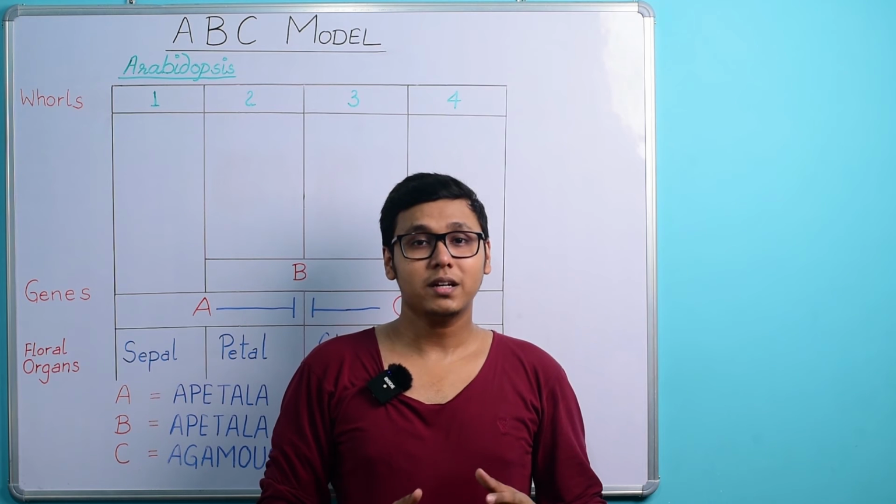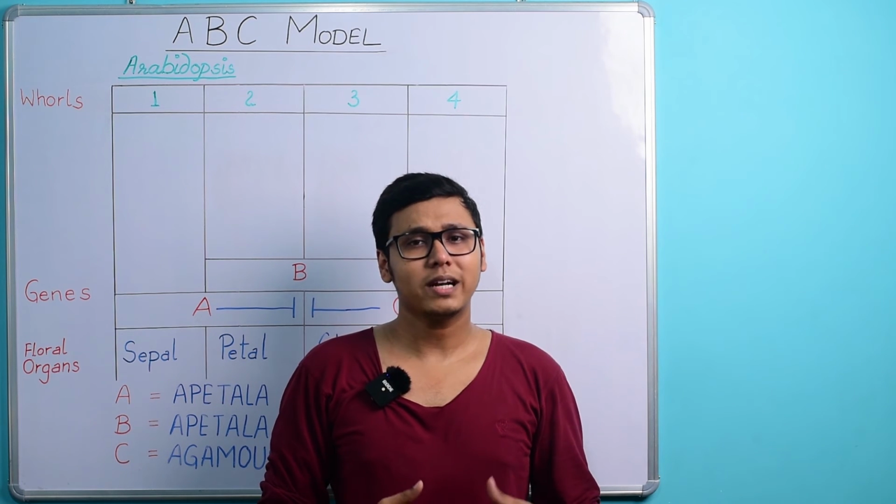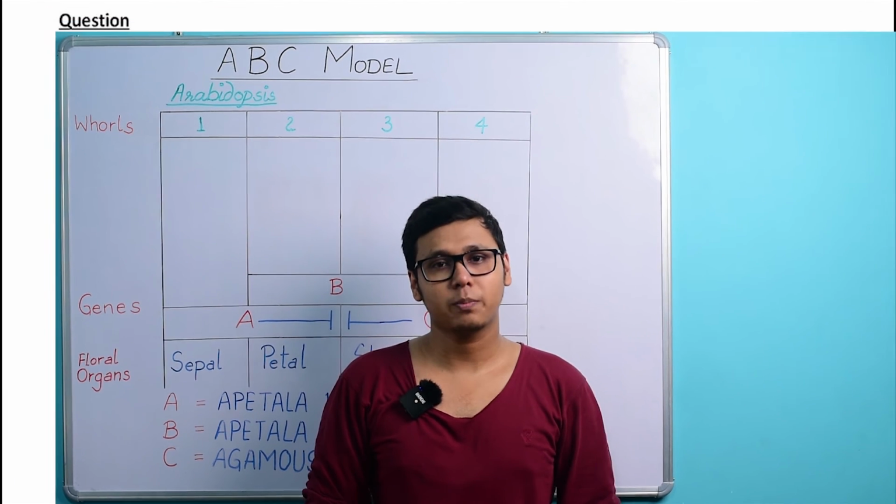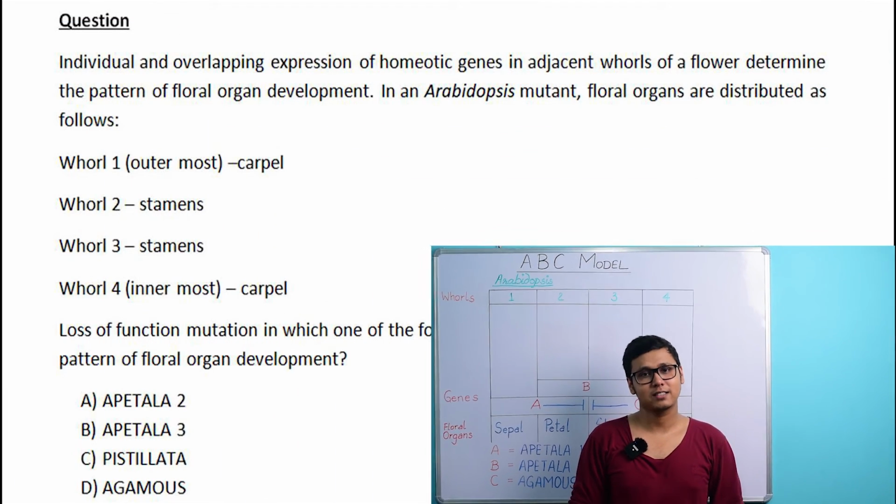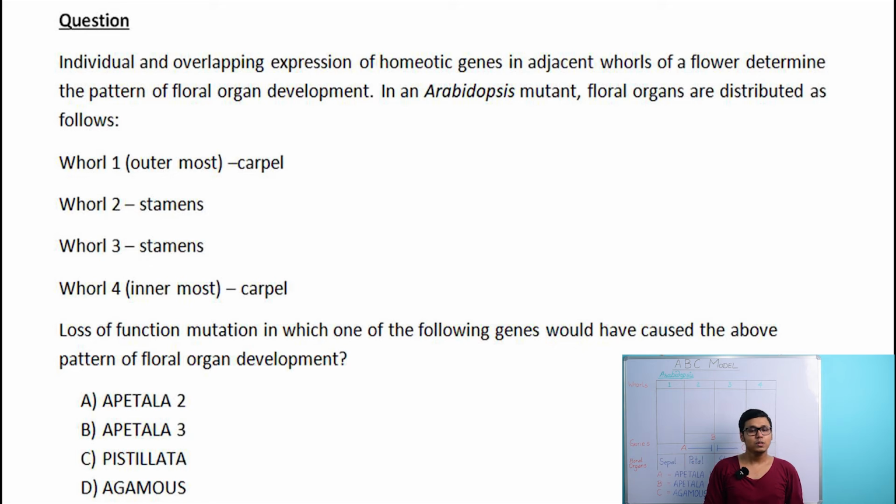Okay, so to get a better understanding of the concept and to get an idea of what type of questions are asked from this topic, let's have a look at a question from a CSIR examination, which says that individual and overlapping expression of homeotic genes in adjacent walls of a flower determine the pattern of floral organ development. In an Arabidopsis mutant, floral organs are distributed as follows. So they have given us the wall pattern and the structure present in them, which says that in wall 1 it is carpel, wall 2 stamens, wall 3 stamens, and wall 4 again carpels, right?